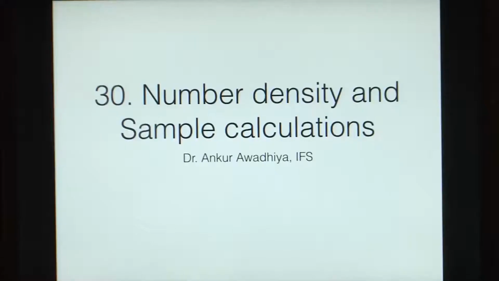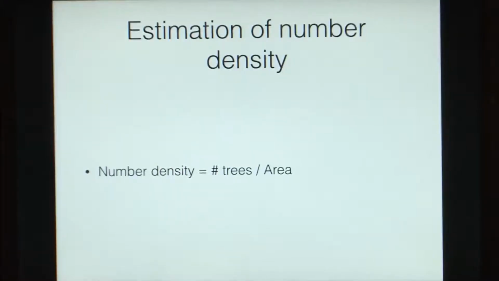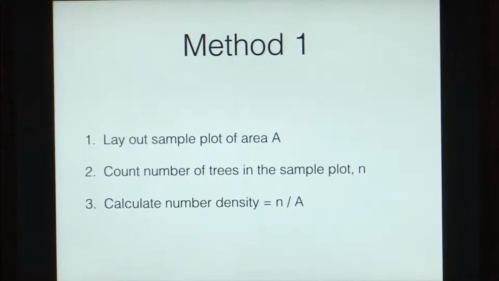Namaste. Today we will further continue with our discussion on number density and look at some sample calculations. So, to recapitulate, we looked at a number of methods of estimating number density or the stand density, which is given as the number of trees per unit hectare of the forest. So, the first method, which is the simplest method, is to lay down a sample plot of a fixed area, count the number of trees and then calculate the number density as n by a.